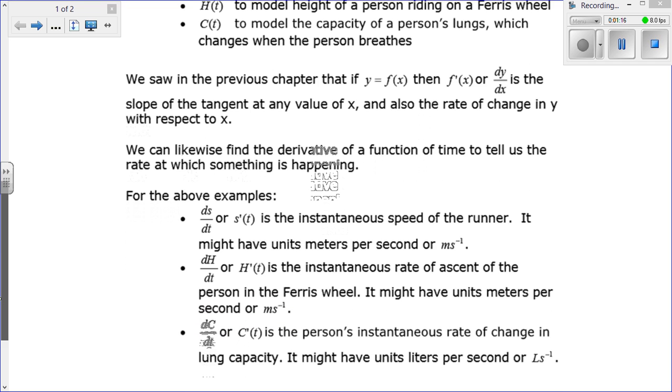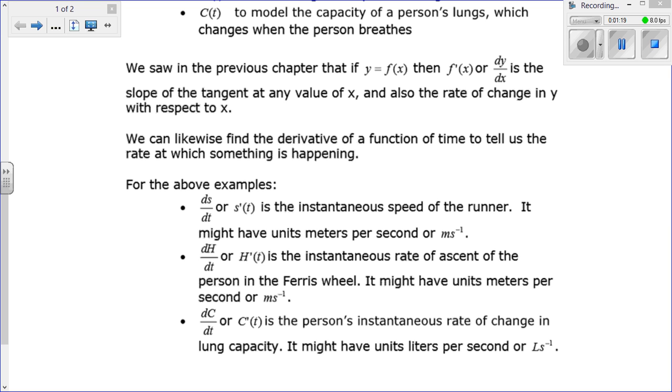We can likewise find the derivative of a function of time to tell us the rate at which something is happening. So for the above examples, we have ds/dt, or s prime of t, is the instantaneous speed of the runner. It might have units meters per second, or m s to the negative 1. That's still meters per second, just written differently. dh/dt, or h prime of t, is the instantaneous rate of ascent of the person on a Ferris wheel. It might have units meters per second, just like the one above, or m s to the negative 1.